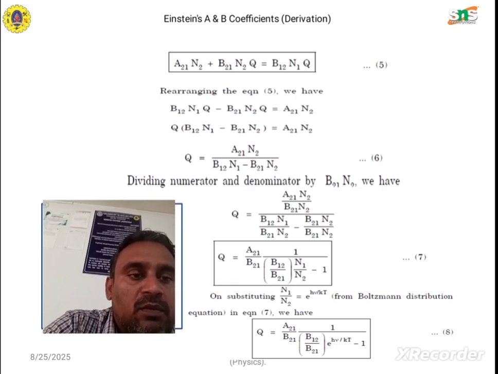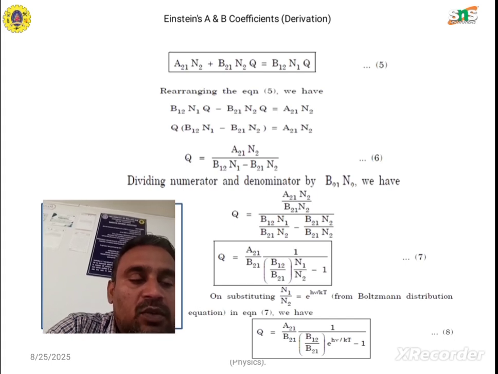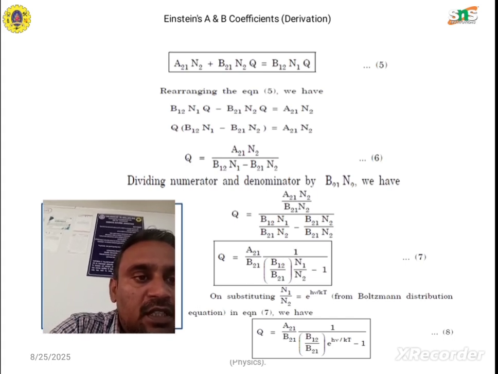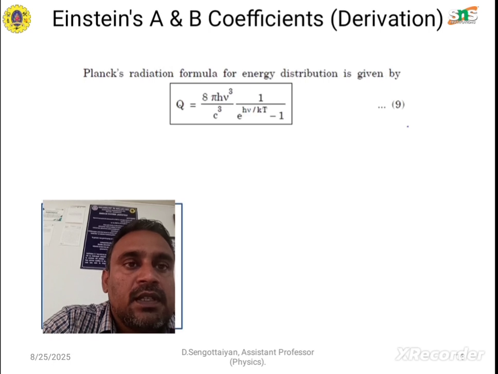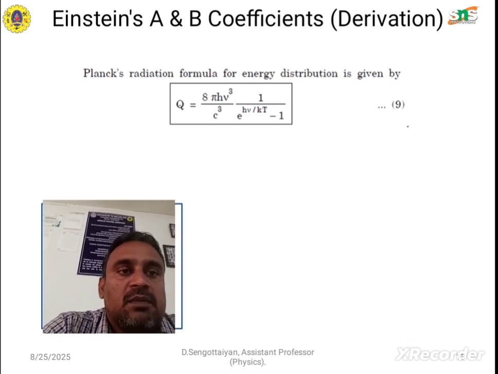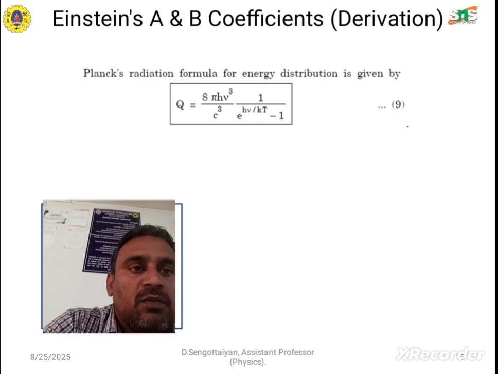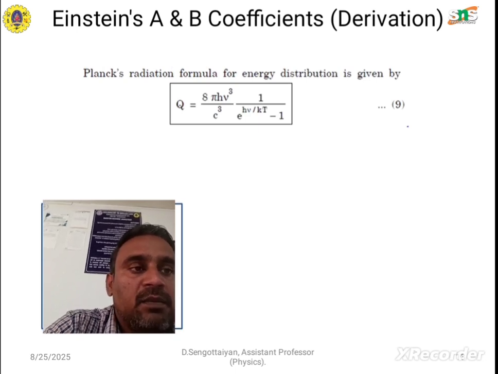Now finally N1 by N2 is equal to e power h nu by kT, where h nu equals photon energy, k equals Boltzmann constant, and T equals absolute temperature. Then applying the N1 by N2 value in equation number 7, so equation number 7 and 8, finally equation number 8 is compared with Planck's radiation formula for energy distribution. So Planck's radiation formula: Q equals 8 pi h nu cubed by c cubed, into 1 by e power h nu by kT minus 1.